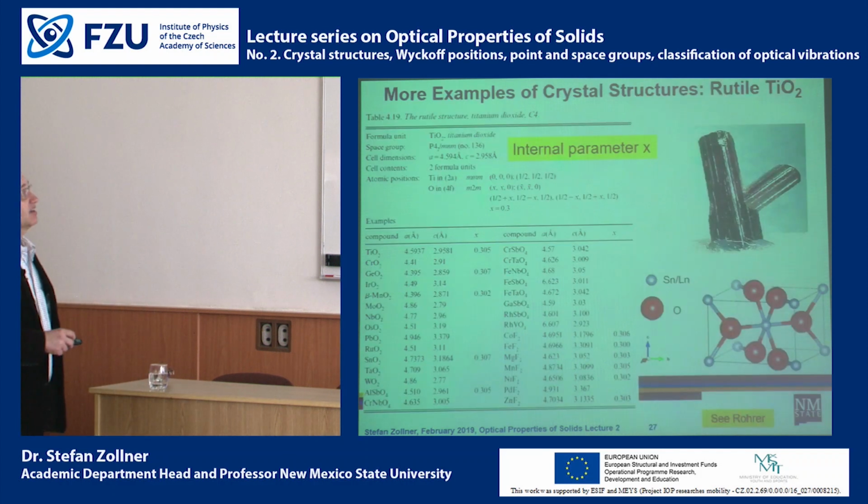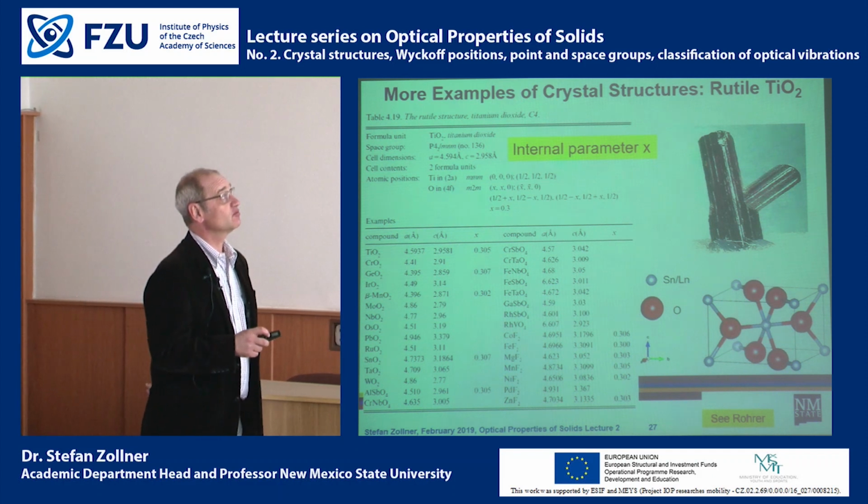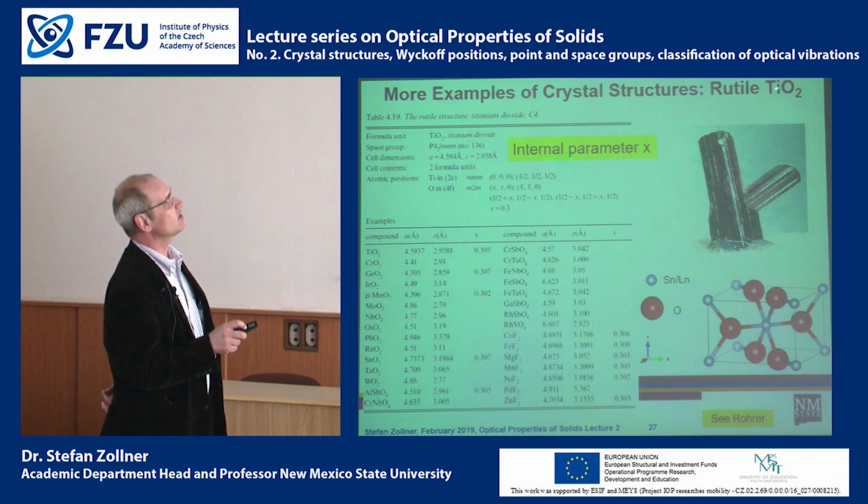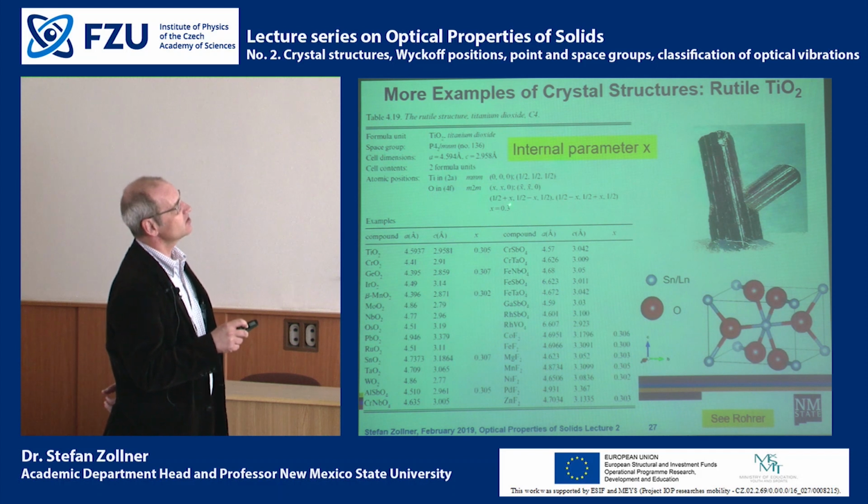I have a few more examples, as we get to more and more complex structures. So this is rutile, titanium dioxide. I have one titanium atom and 2 oxygen atoms, and here are the Wyckoff positions listed. And the titanium is easy. The titanium sits at one corner of the tetragonal cell. I think it's tetragonal. Yes, it's tetragonal. So one titanium atom sits at the corner of the tetragonal cell, and the other atom sits in the center.